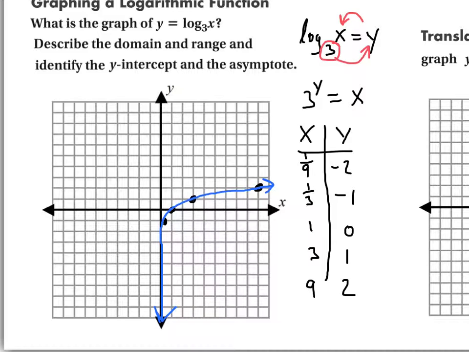Which, by the way, is why you can't take the logarithm of a negative number. Because those don't exist on the graph.